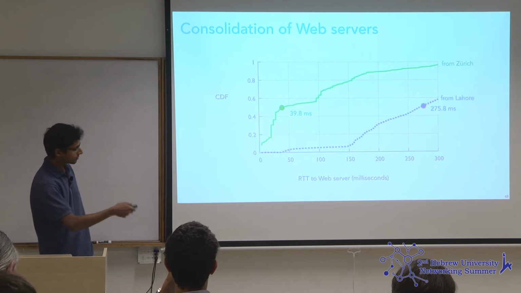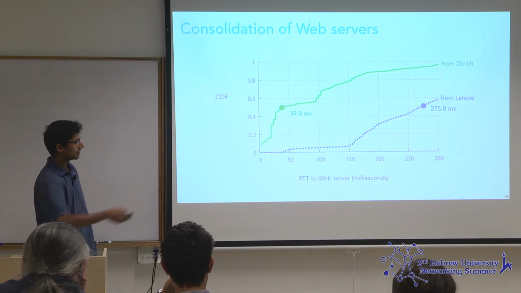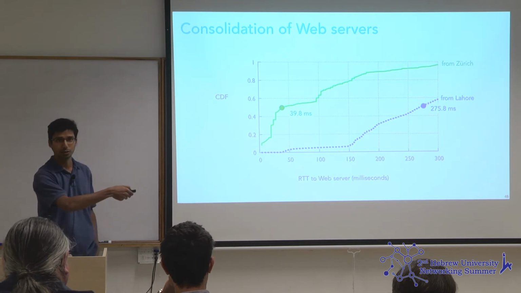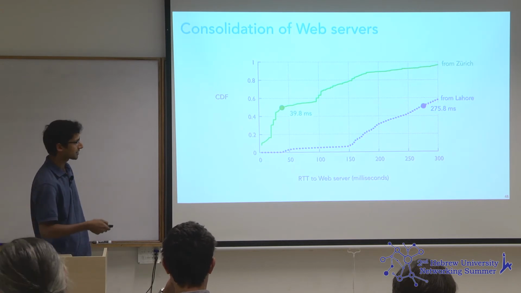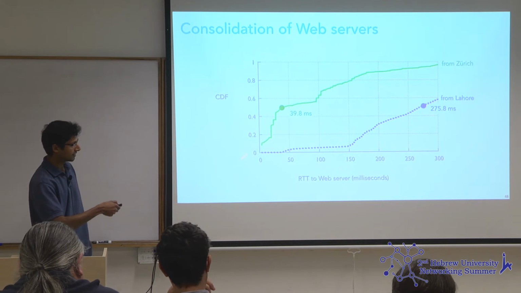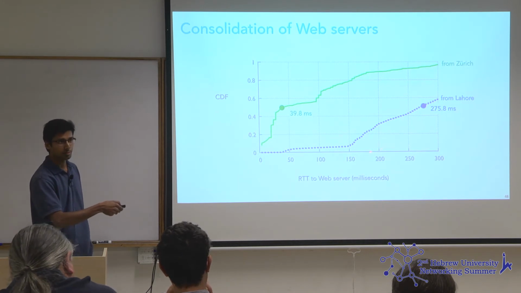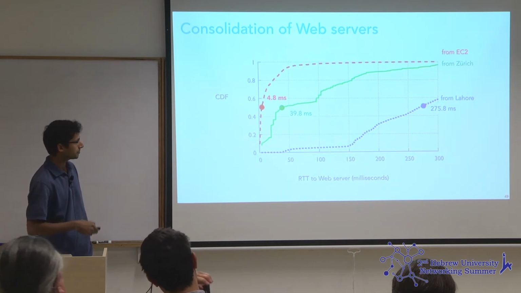This from Lahore looks much, much worse, about 300 milliseconds in the median, and this is not atypical. This is actually a well-connected university-based node in Lahore, in Pakistan. In many cases, the last mile latency in these situations is extremely poor. Something like 100 milliseconds is typical in Pakistan, for example.